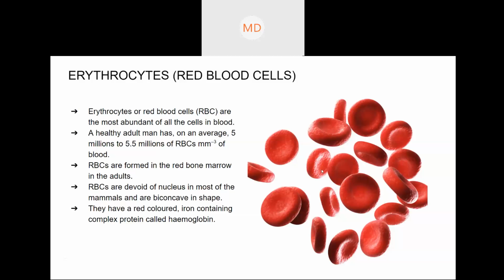This hemoglobin is made up of iron, an iron pigment, and hemoglobin is found in the red blood cells. The presence of hemoglobin is the reason why the red blood cells are red in color. The things you need to remember about red blood cells are, they are the most abundant out of all the blood cells.